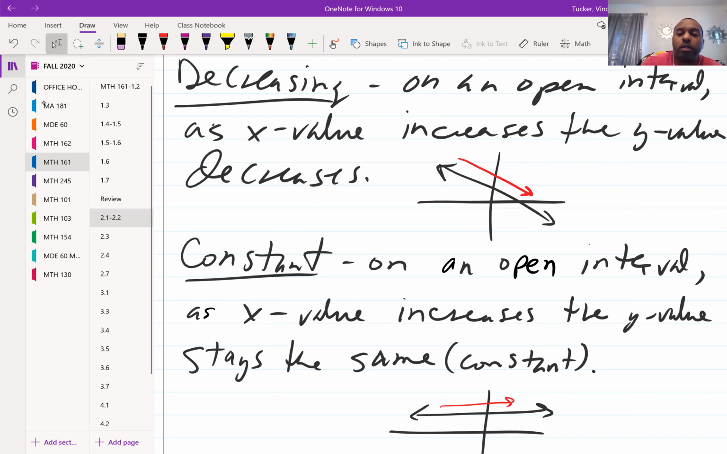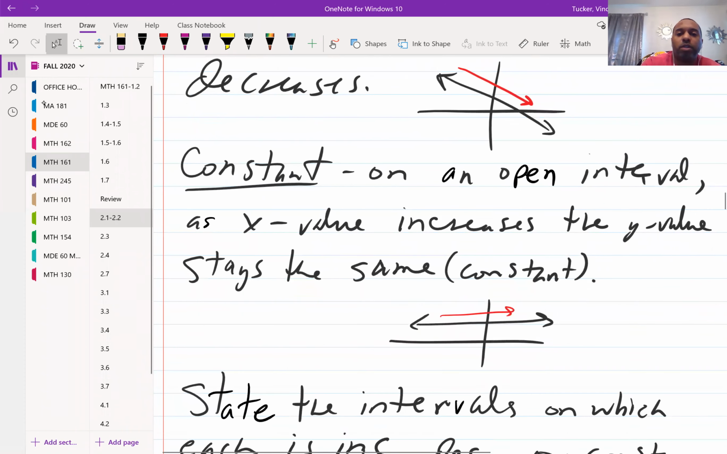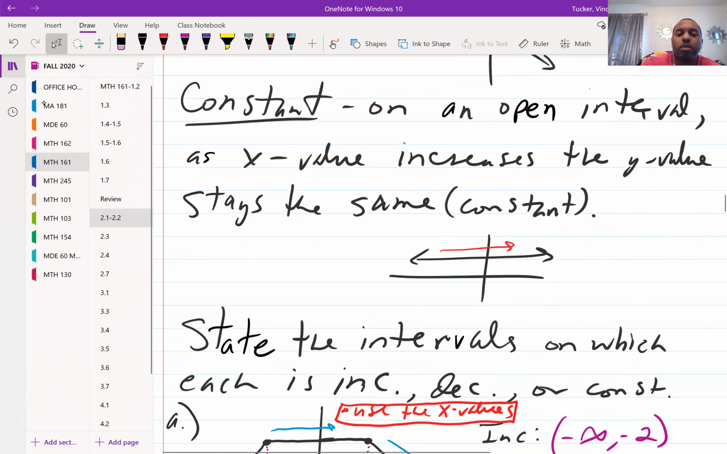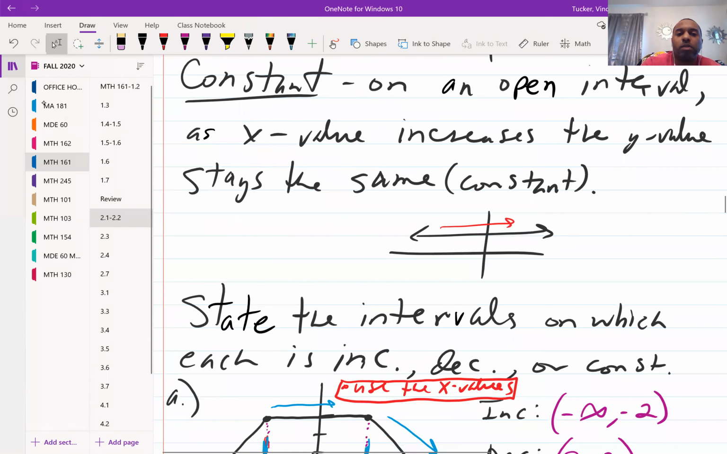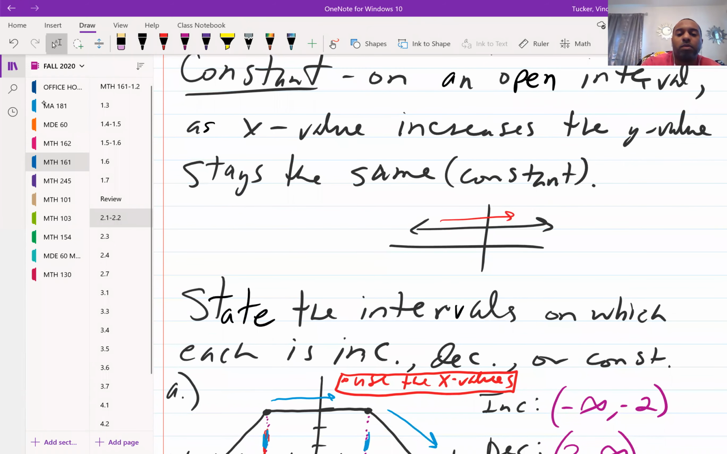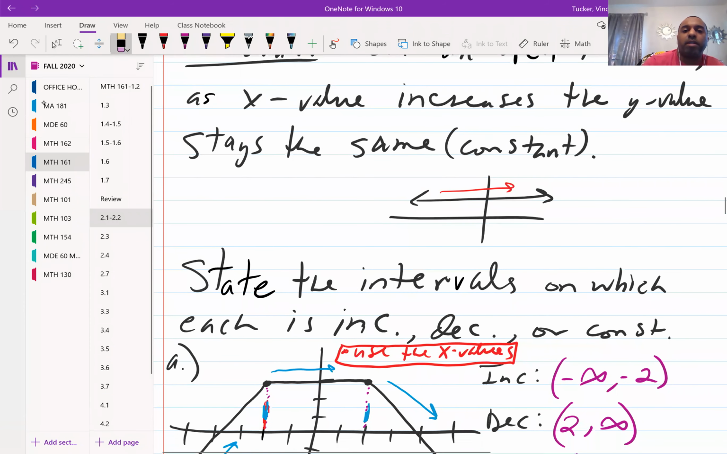All right, and everybody okay? All right, anybody still copying the constant?